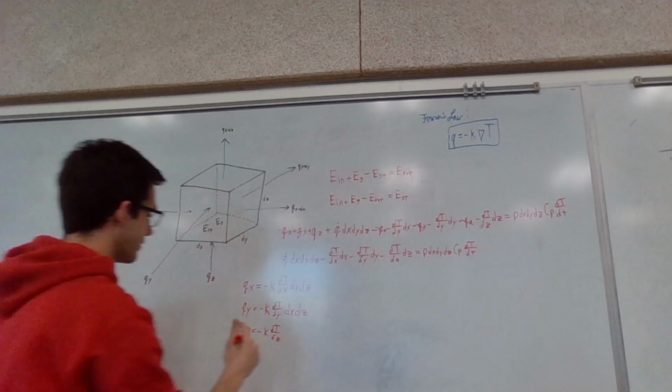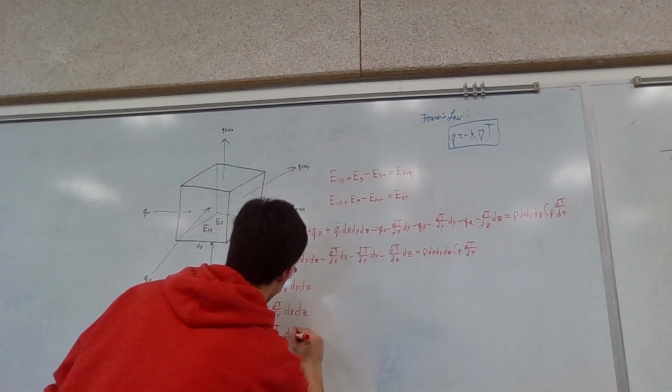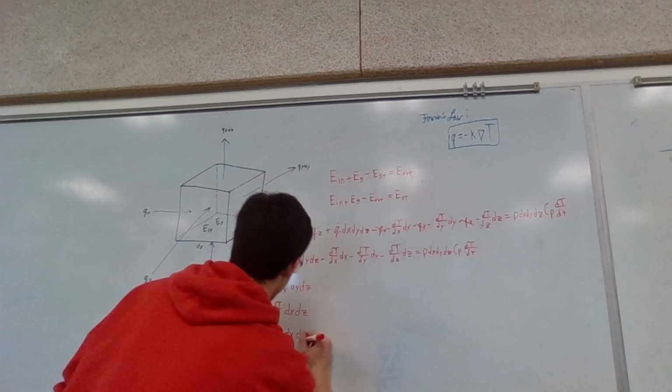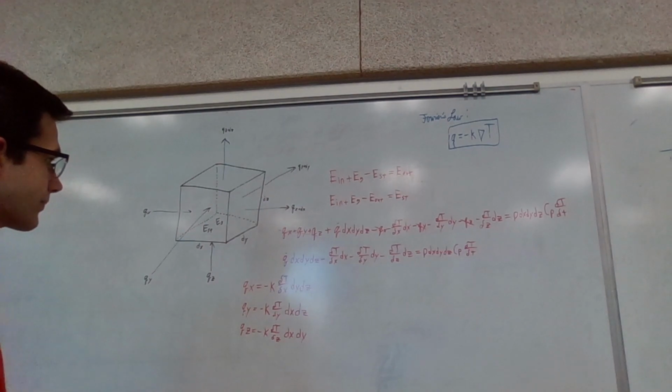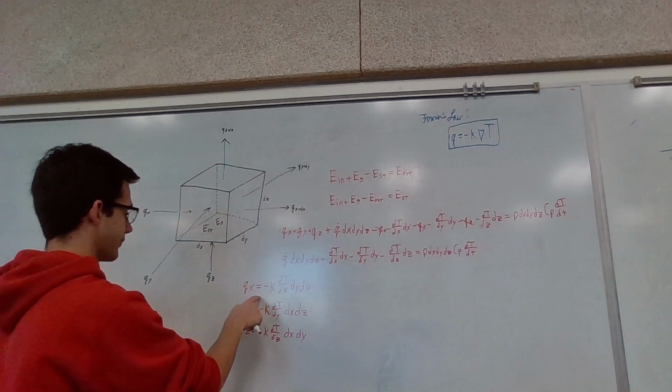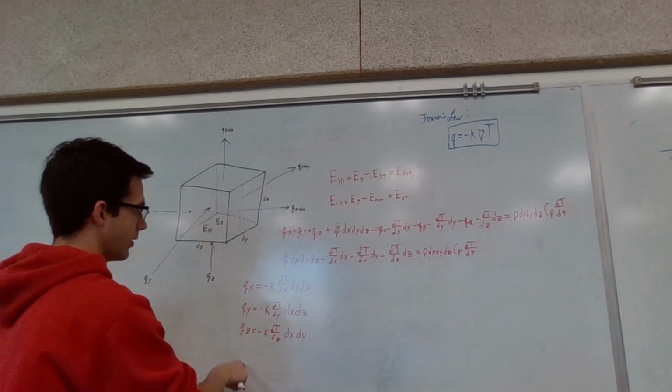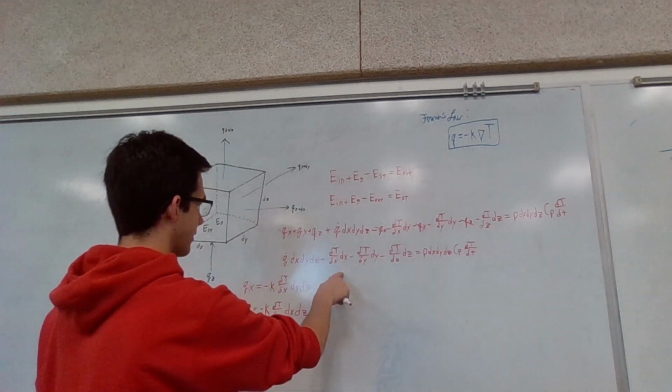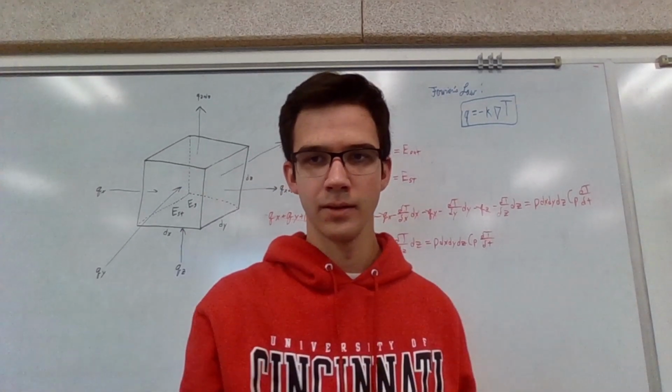It looks like dx, dy is the surface that it's going through. All right, so this is that area, dx and dy. Now what we're going to do is, since we have equations for qx, qy, and qz, we're going to plug them in to here.